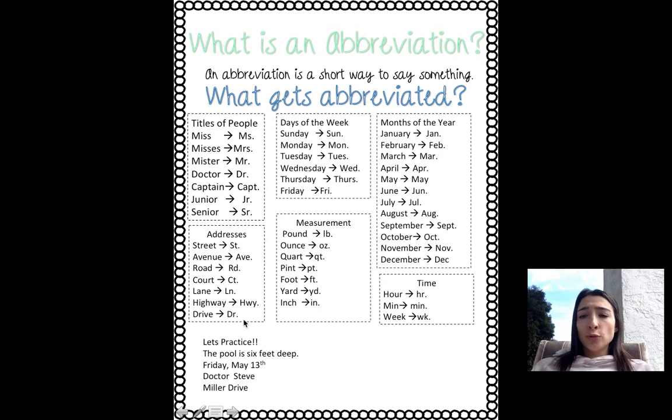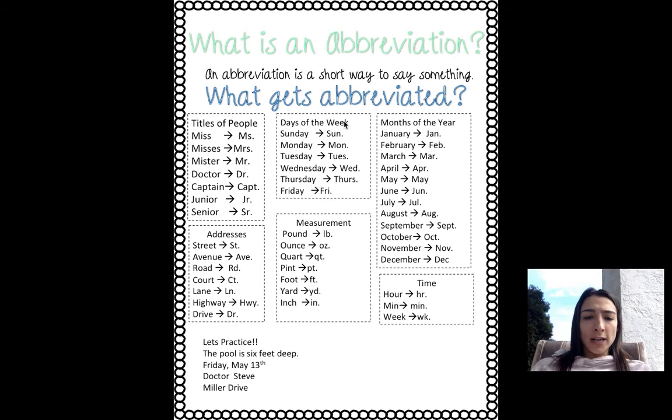Now, when you do write your abbreviation for your address, people, days of the week, and months of the year, since those always have capital letters when you're talking about them, they also need to have your capital letter in your abbreviation. Now, you look at measurement and time. Those don't need to have a capital letter, but they do still have the period at the end. So what we're going to do is we're going to look at a few examples, and you can use your chart above to help you.